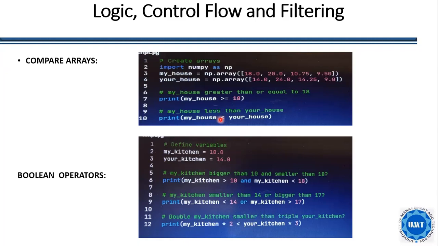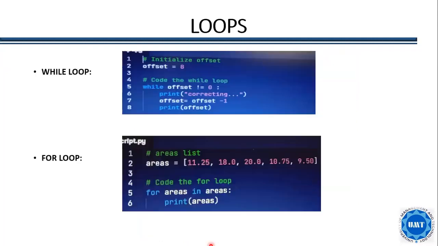So now let's talk about the Boolean operators. These are two variables defined as my kitchen and your kitchen. If we write my kitchen is bigger than your kitchen or smaller, then we give them the condition greater than and smaller than, greater than 10 and smaller than 18. So this is how it actually works with all the upcoming three examples.